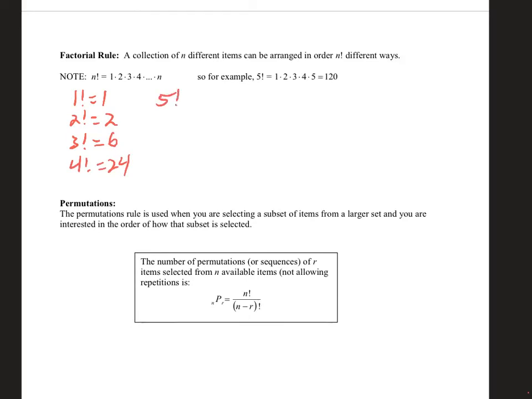5 factorial, you could see right there, is 120. 6 factorial is 720. Then by the time you get to 10 factorial, it's 3.6 million. So the change in factorial is really quick. I think your calculator could do up to maybe 70 or 71 factorial. And then it's overflow, which means it's more than 100 decimal places.